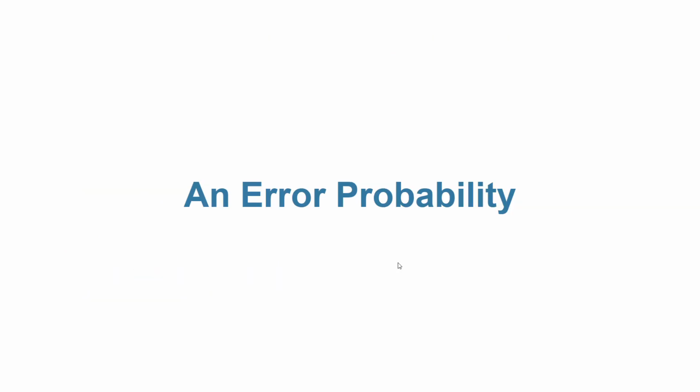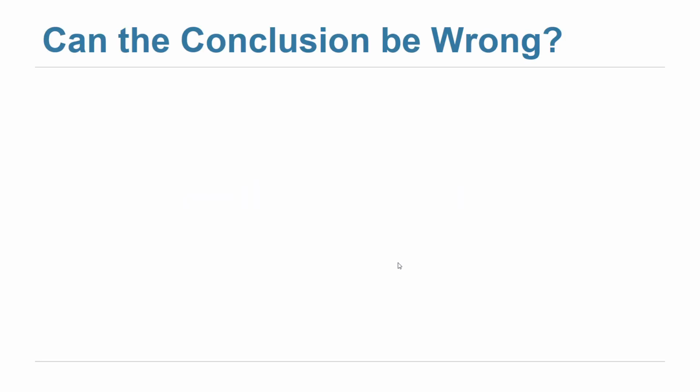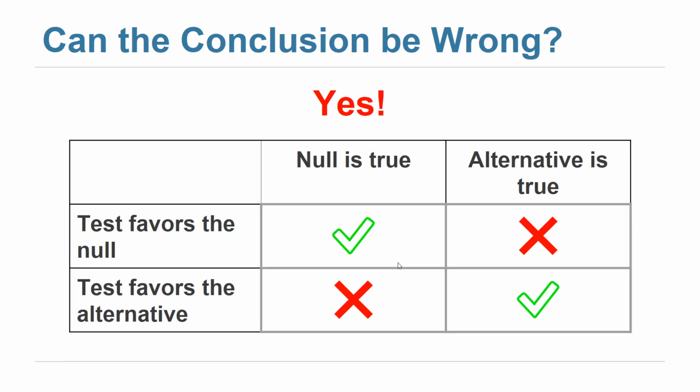Now, let's talk about whether we can make wrong decisions in hypothesis testing. So the question is, can the conclusion that we make based on the hypothesis testing be wrong? Can we favor one alternative while the other is actually true, and the alternative that we favored is actually false? Can that happen? The answer is clearly yes, it can happen. Okay, and let's see here how or when.